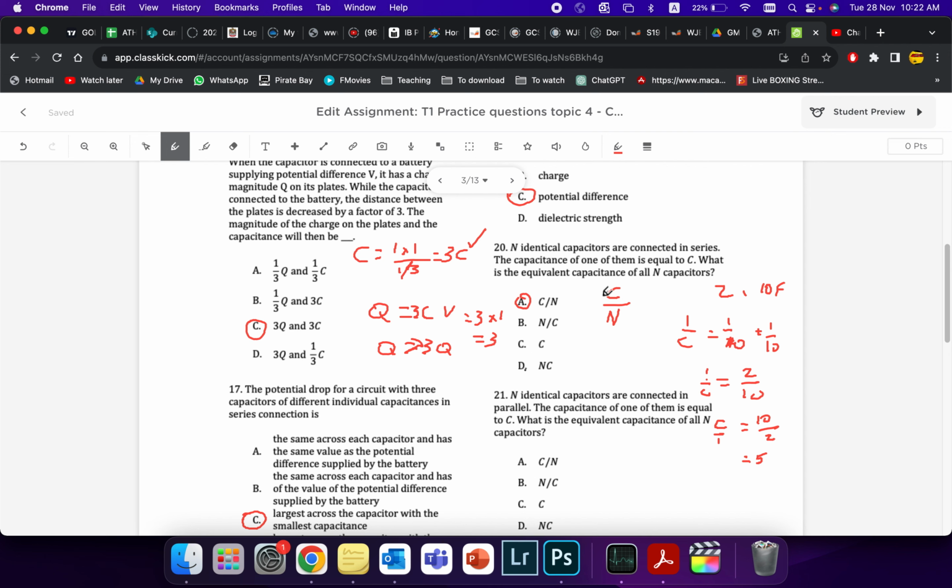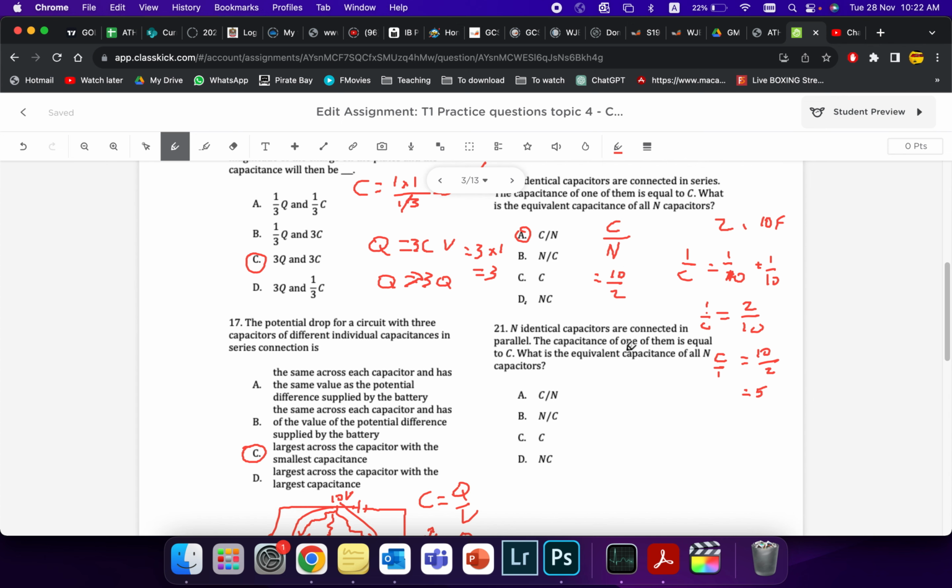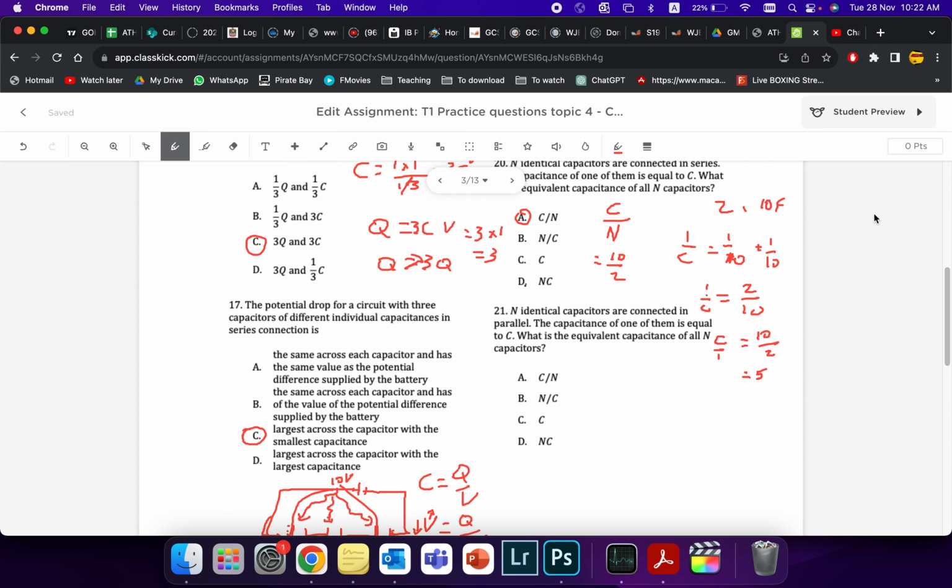So basically C over N: 10 divided by how many capacitors? 2. 10 divided by 2 is 5. This is a short way of doing this. I'm literally just going to write 10 over 2. Now, what if I had 3 capacitors? Let's add a third capacitor, 1 over 10 again. Again, this only works for identical capacitors.